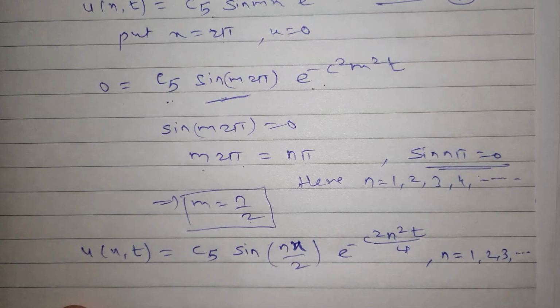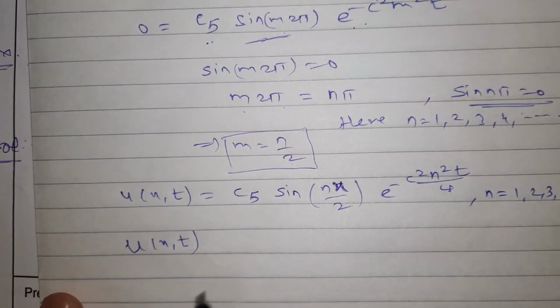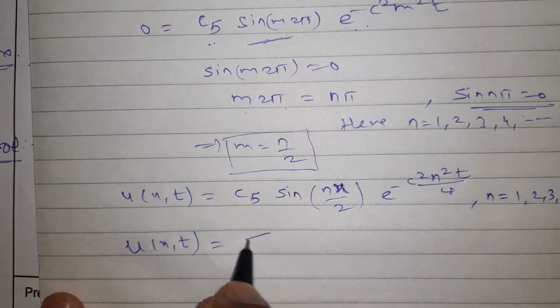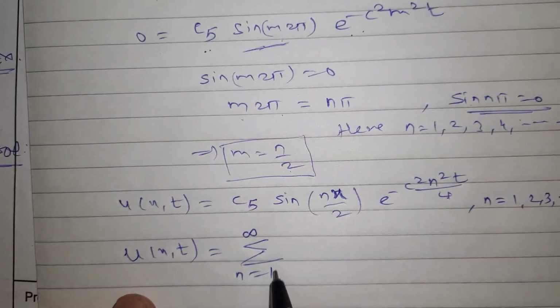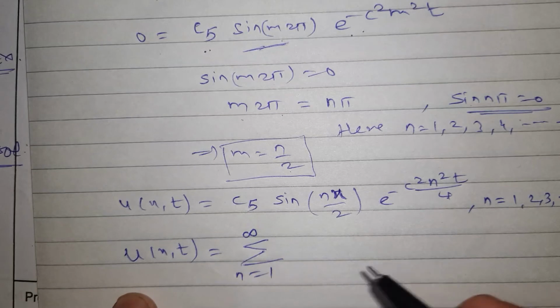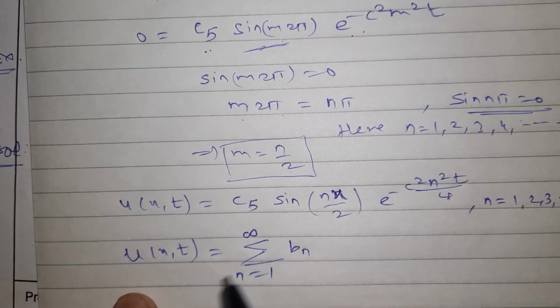Instead of writing each and every solution differently, I collect all solutions. So what do I get here? See, my final answer is the collection of all solutions. So u is equal to, I write summation, n equal to 1 to infinity, because it is a collection of all solutions. And now c5 is constant. For each solution, I get a different constant. So I use the notation Bn here. Only for my indication, c5 is a constant, replaced by another constant Bn.